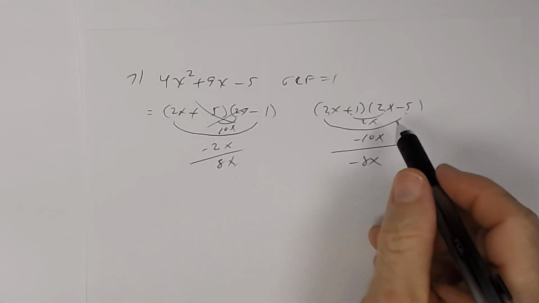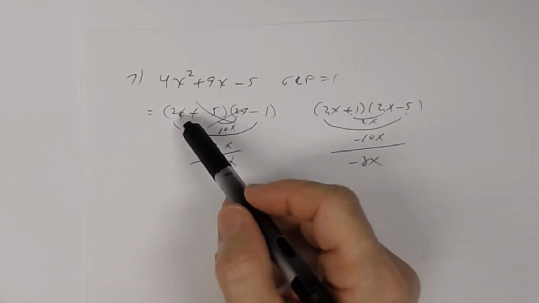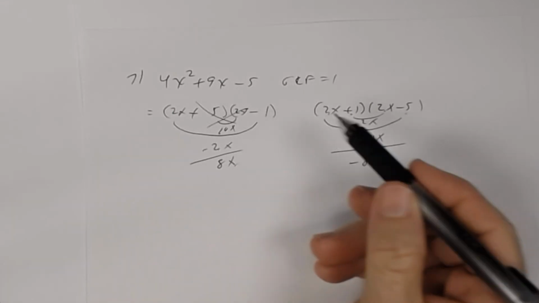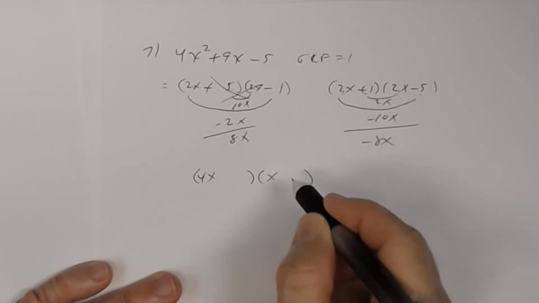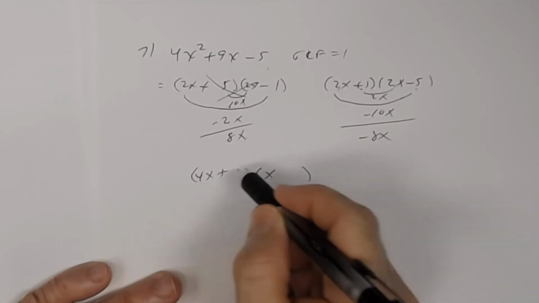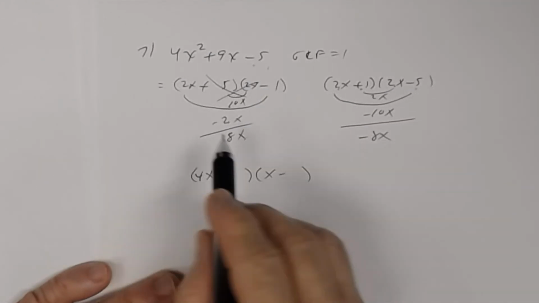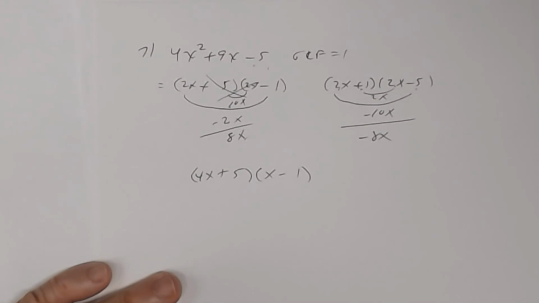Again, that doesn't work. All right, then you may say, well, instead of trying 2x and 2x, let's try 4x and x. Okay, let's try 4x and x and see what happens. For 5, remember the signs will be positive, negative. For 5, let's try 5 and 1. Let's put the 5 here, the 1 there, and see what happens.